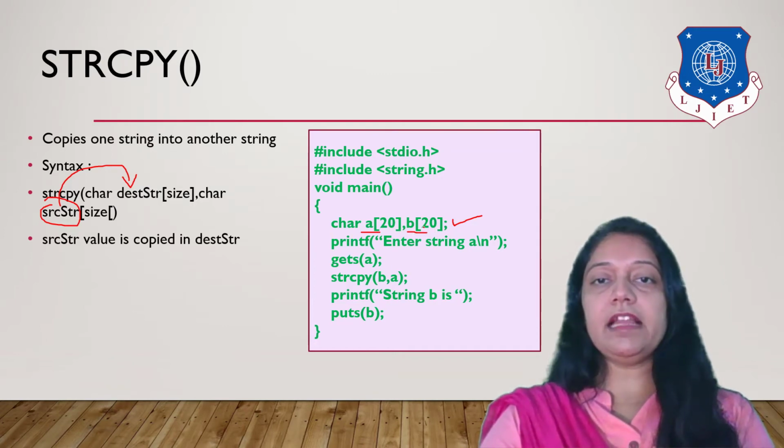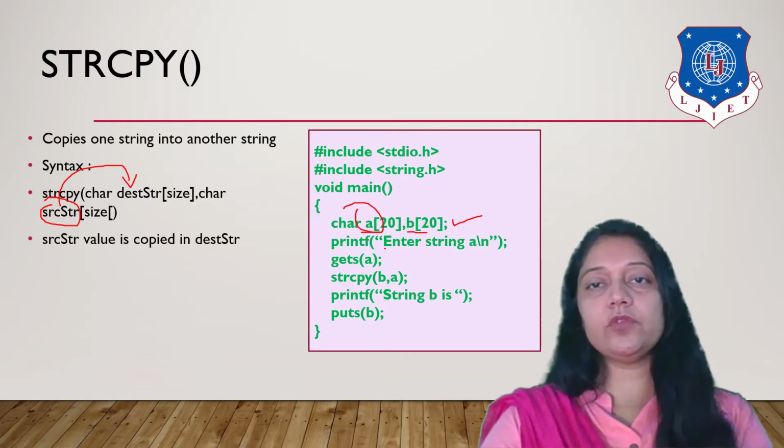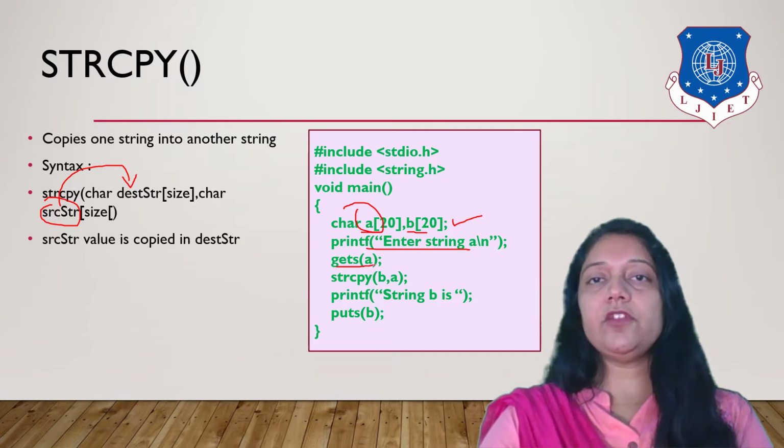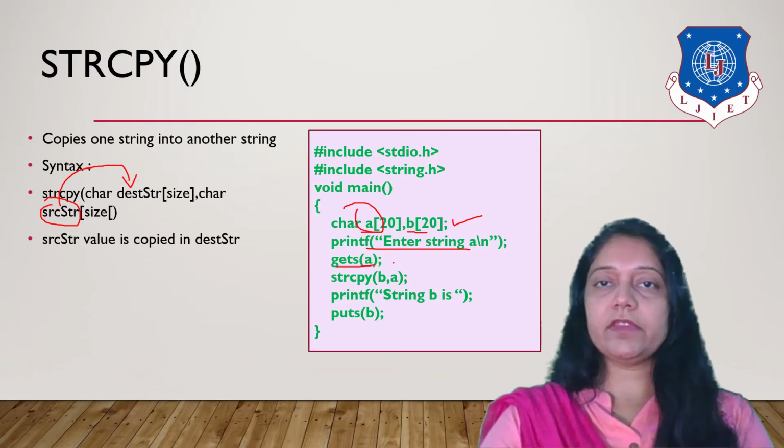Now what we'll do is enter some value inside the character array A. How you're going to do it is using the gets method. It is initialization of the string. So first printf, enter the value of string A, and then use gets bracket A. So you will get some value inside the string A.